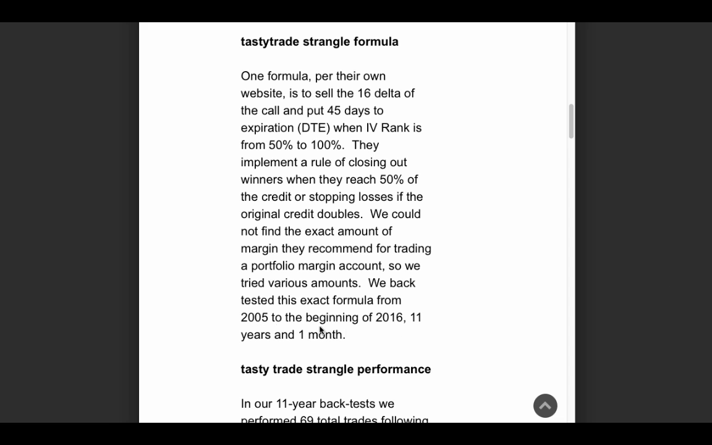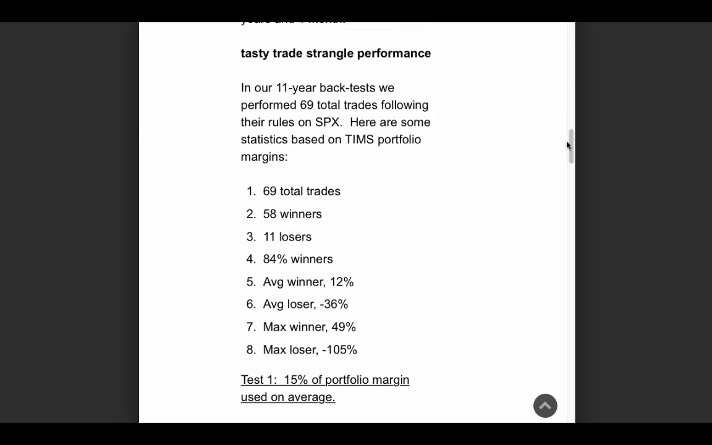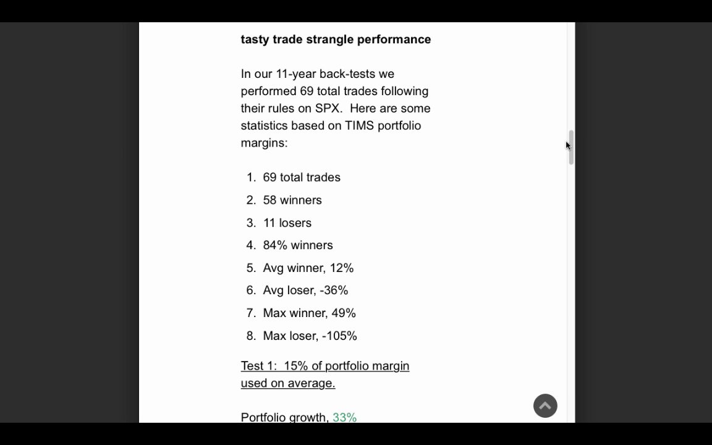Also, we did test an extensive amount of time. So we did 2005 all the way to now, which is the beginning of 2016. So there were 11 complete years, as well as an extra month included in the test. So here are some of the statistics that we pulled from the report.